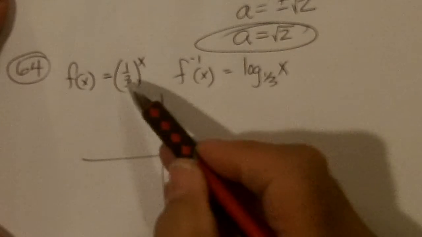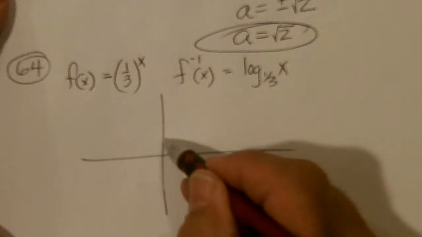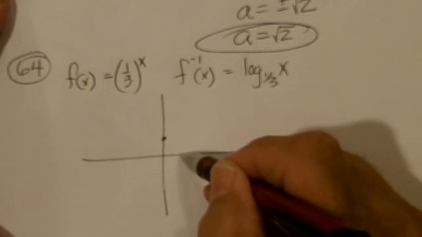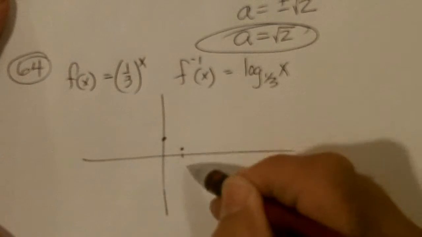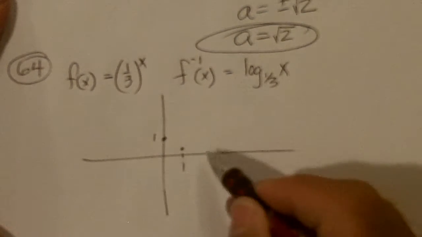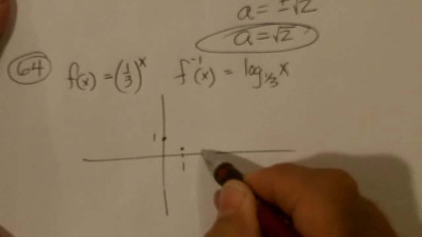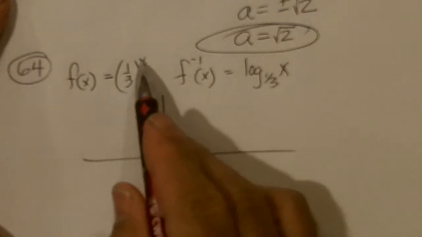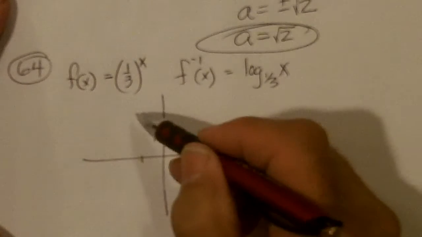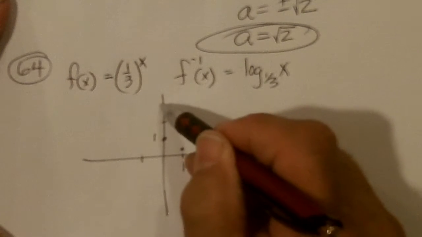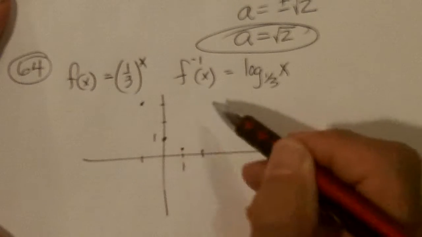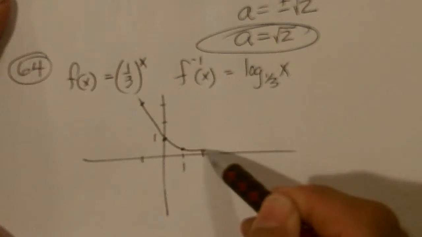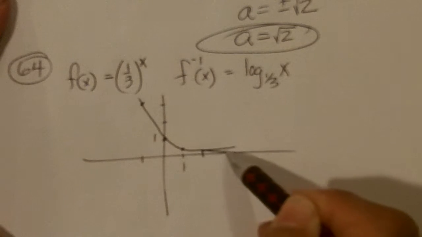So 1/3 to the 0 is 1. 1/3 to the 1 is 1/3. 1/3 to the 2 would be 1/9. 1/3 to the -1 would be 3, because the minus would take the reciprocal. And so there's what f looks like.